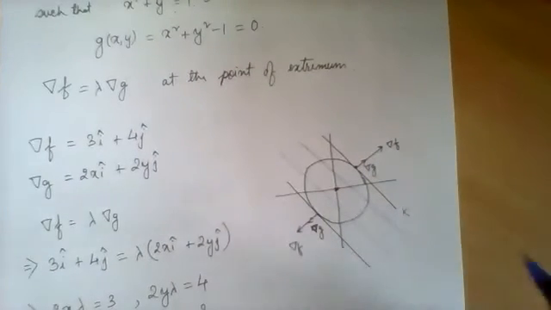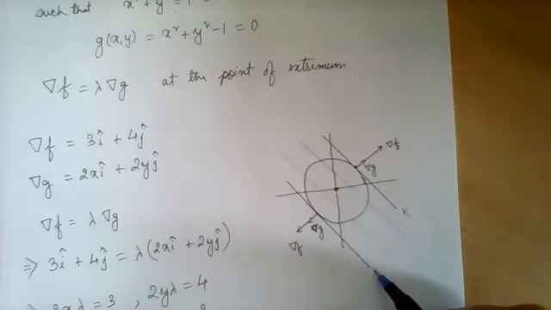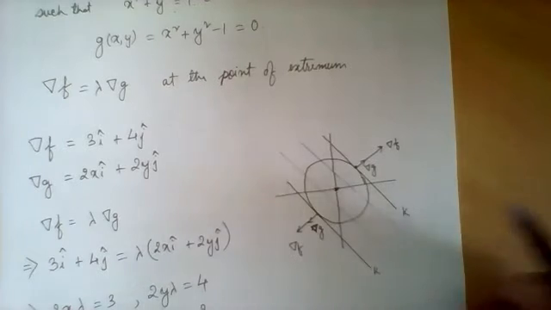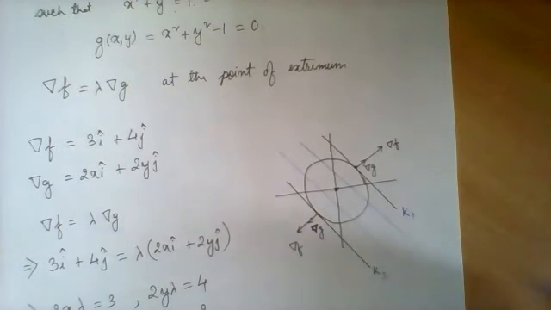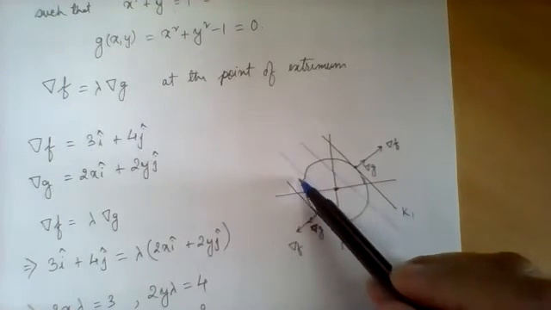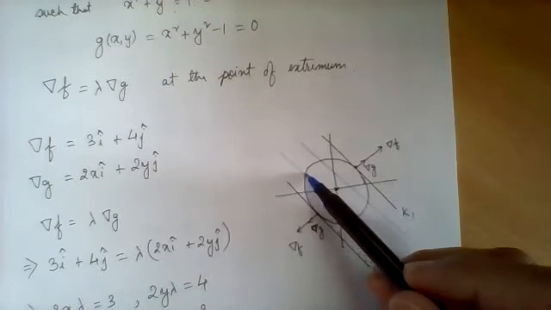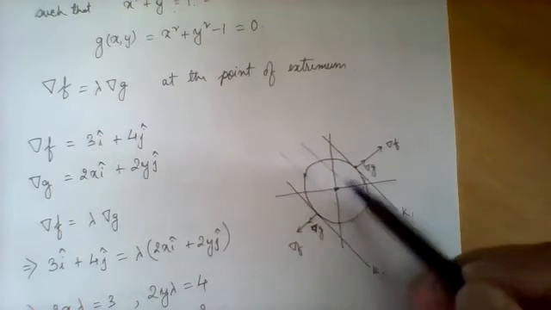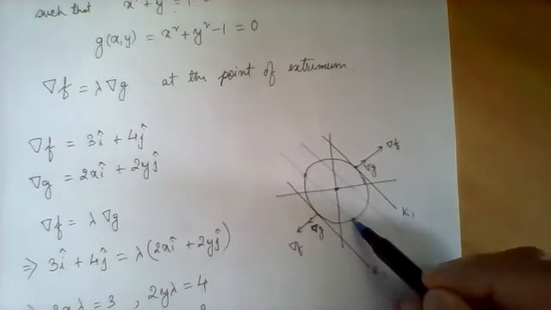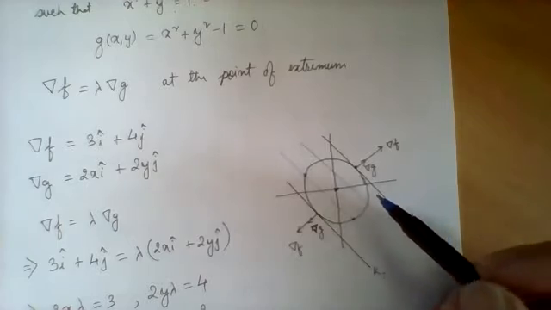So there are two extrema. So this can also be k. k can have two values, k1 and k2. Any other line will cut the curve g equal to 0 at two points.